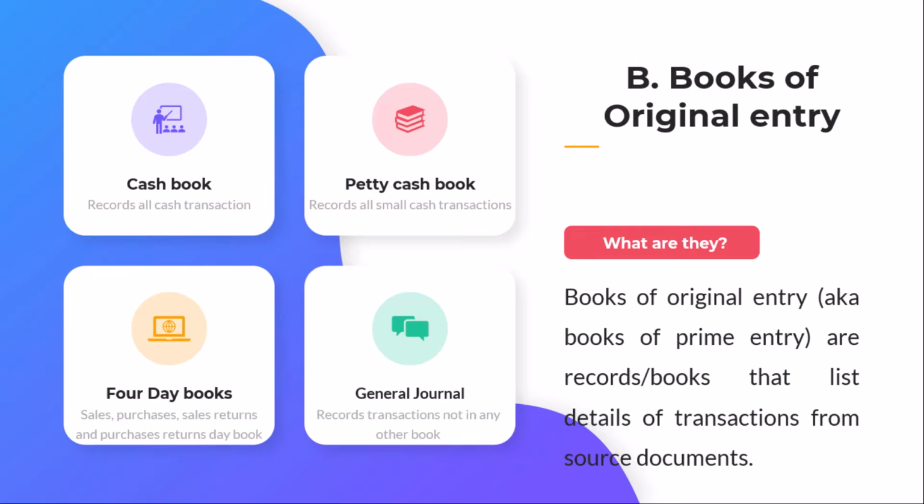The sales returns day book records all sales returns that were done on credit. The purchases returns day book records all purchases returns that were done on credit. A sale basically means the organization or business for which you are accounting gives its goods or services out in return for cash or for payment later. Purchases is where your organization that you're accounting for receives goods or services in return for cash or payment later.